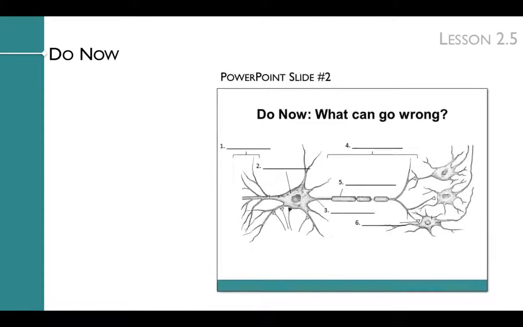You'll give students a copy of the Do Now worksheet, which uses the same image as is on slide number 2. The worksheet instructs students to label the parts of the neuron, describe the part's function, and brainstorm possible things that could go wrong, as well as symptoms that could result should those problems arise.